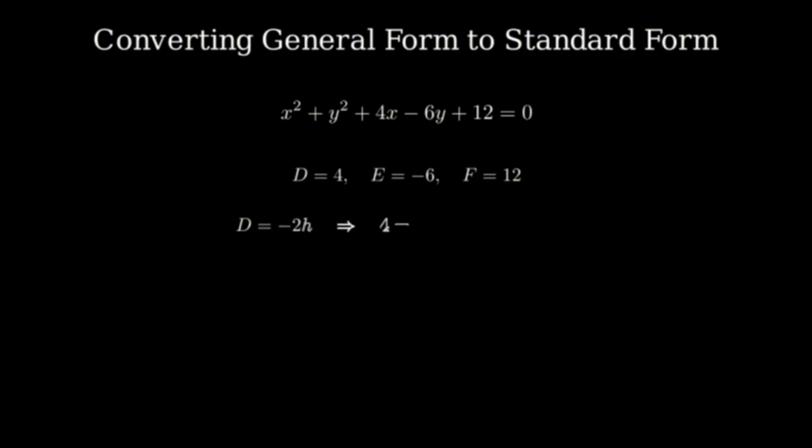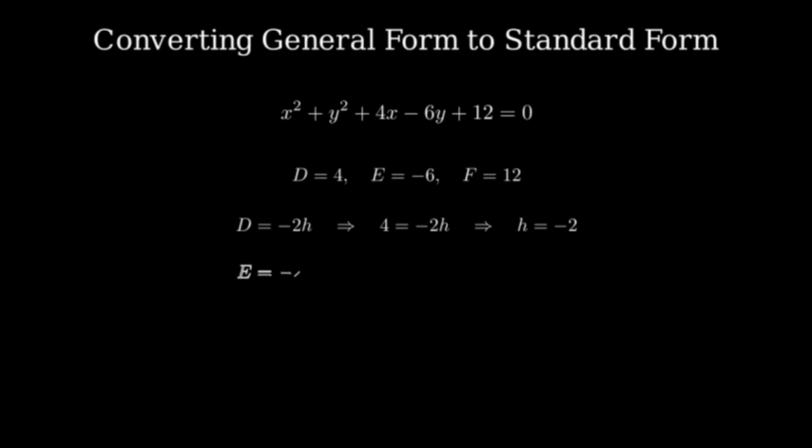Consider this circle equation in general form: x squared plus y squared plus 4x minus 6y plus 12 equals 0. Our goal is to rewrite this in standard form to identify the circle's center and radius. The first step is to identify the coefficients by comparing with the general form. Looking at our equation, we can see that d equals 4, e equals negative 6, and f equals 12. Now we can use our first relationship, d equals negative 2h, to find the x-coordinate of the center. We have 4 equals negative 2h, so solving for h, we get h equals negative 2. This means the center's x-coordinate is negative 2.